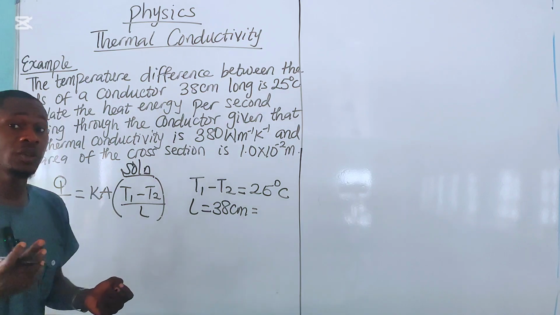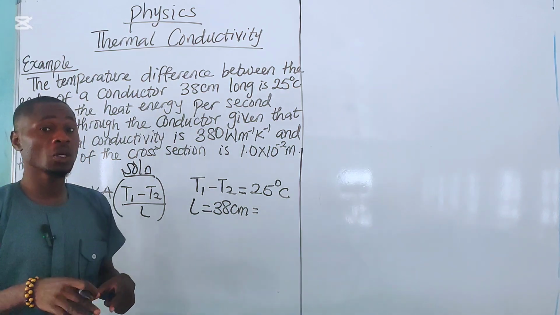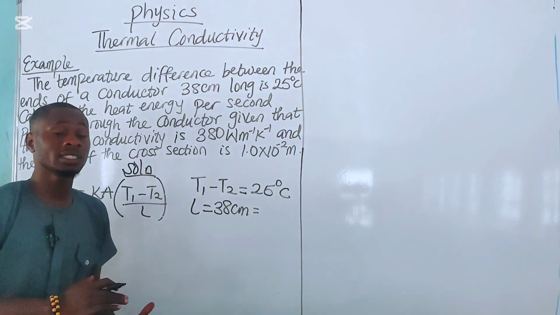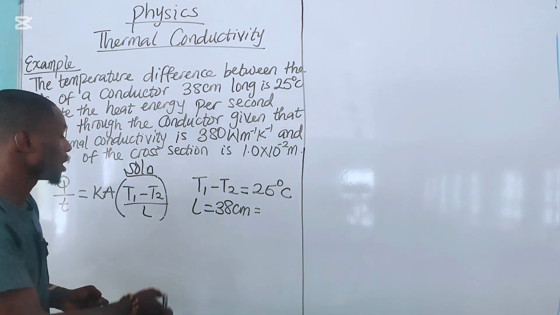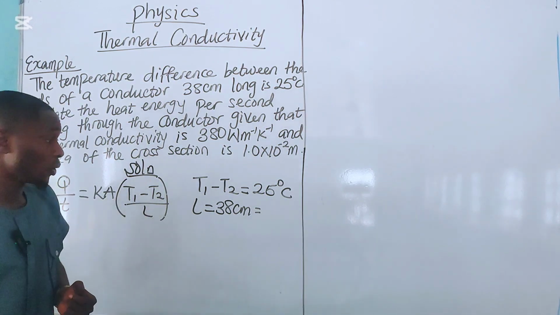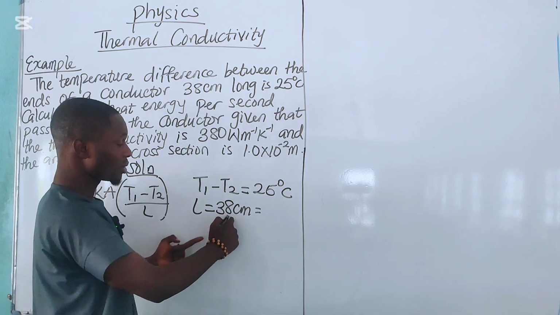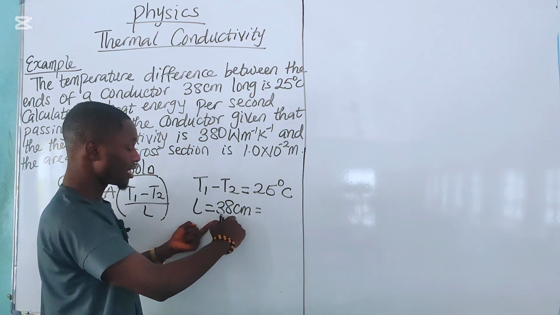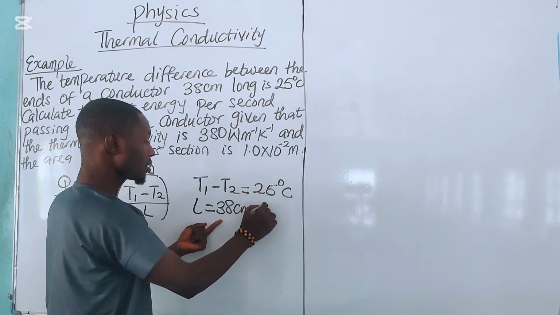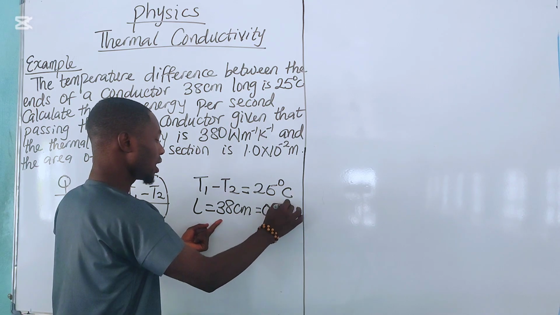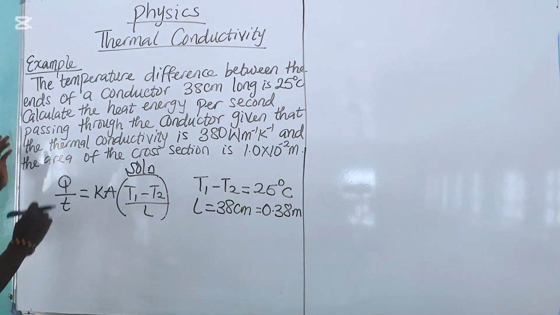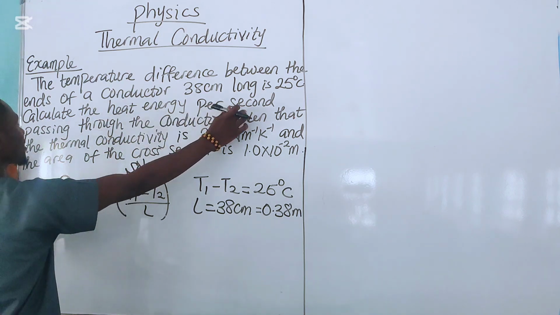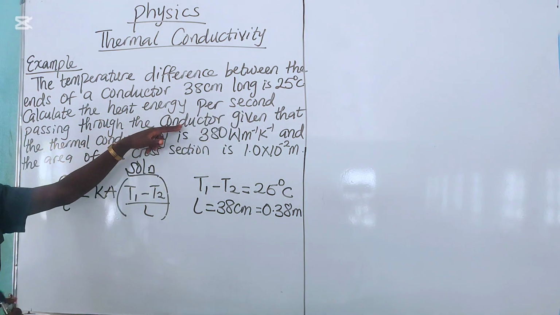So the length of the conductor is 38 centimeter. But the SI unit of length we know is meters, not centimeters. So all quantities must be expressed in their SI unit before they can be substituted in the equation. So we have 38 centimeter. We'll convert it to meter. We divide this by 100. So that will give us 0.38 meters.